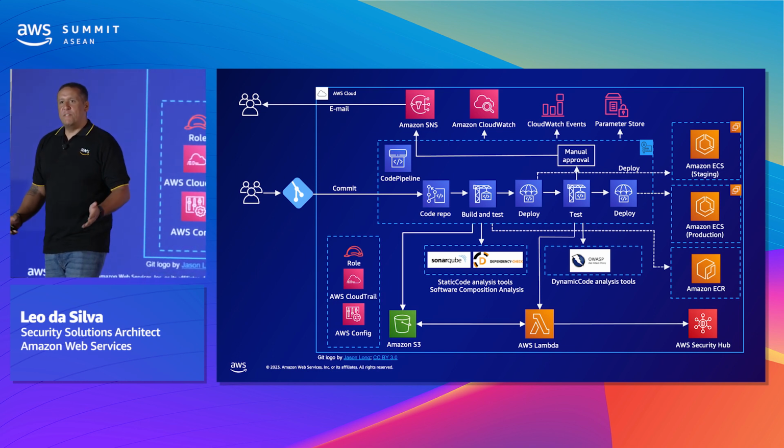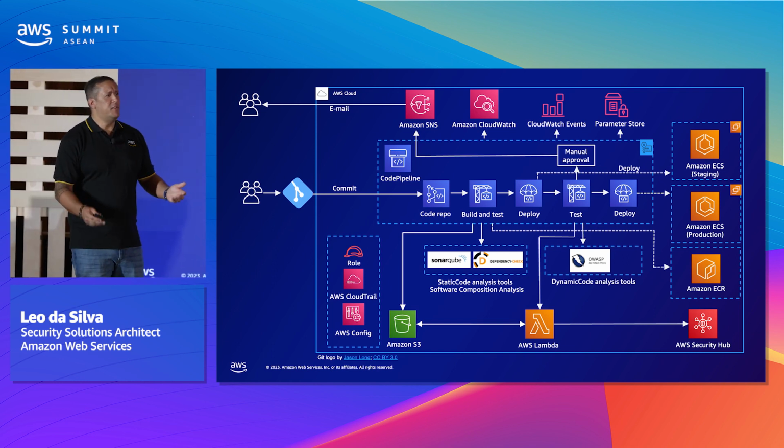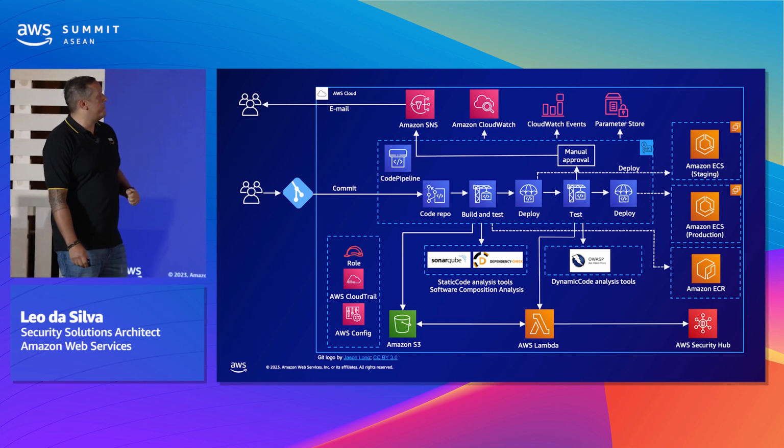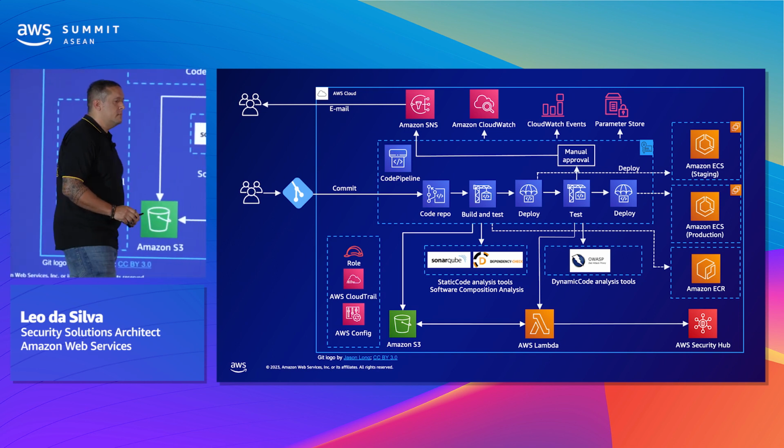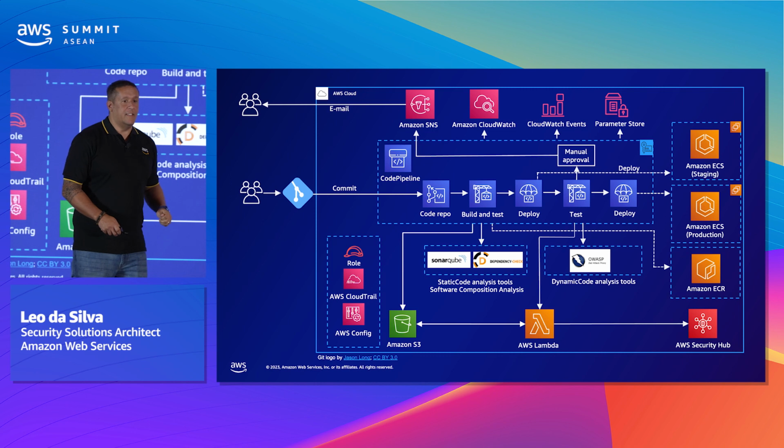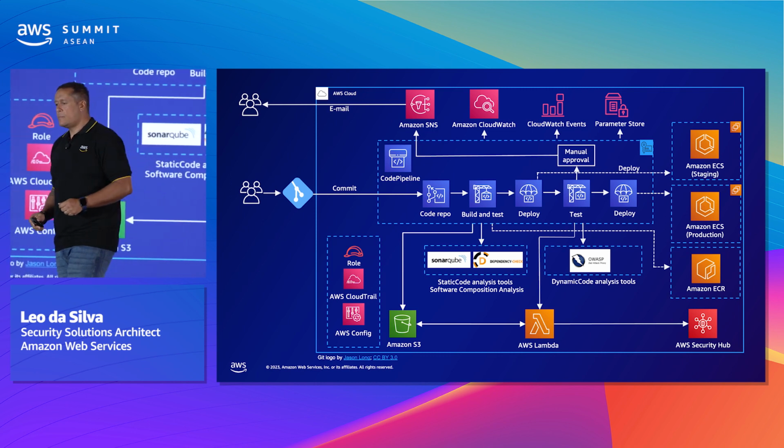Then, everything going well, you deploy it onto your ECS staging environment there, and there's a second security tool that happens to be triggered. It's a dynamic code analysis tool.